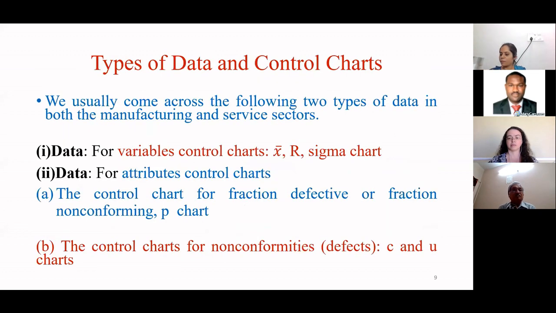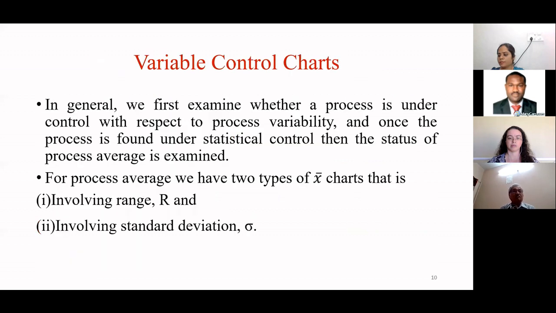Now, we usually come across the following two types of data in both manufacturing and service sectors. Data for variable control charts include X bar, R, and sigma charts. Next, data for attribute control charts: the control chart for fraction defective or fraction non-conforming is called the P chart. The control chart for non-conformity, also called defects, is the C and U chart.